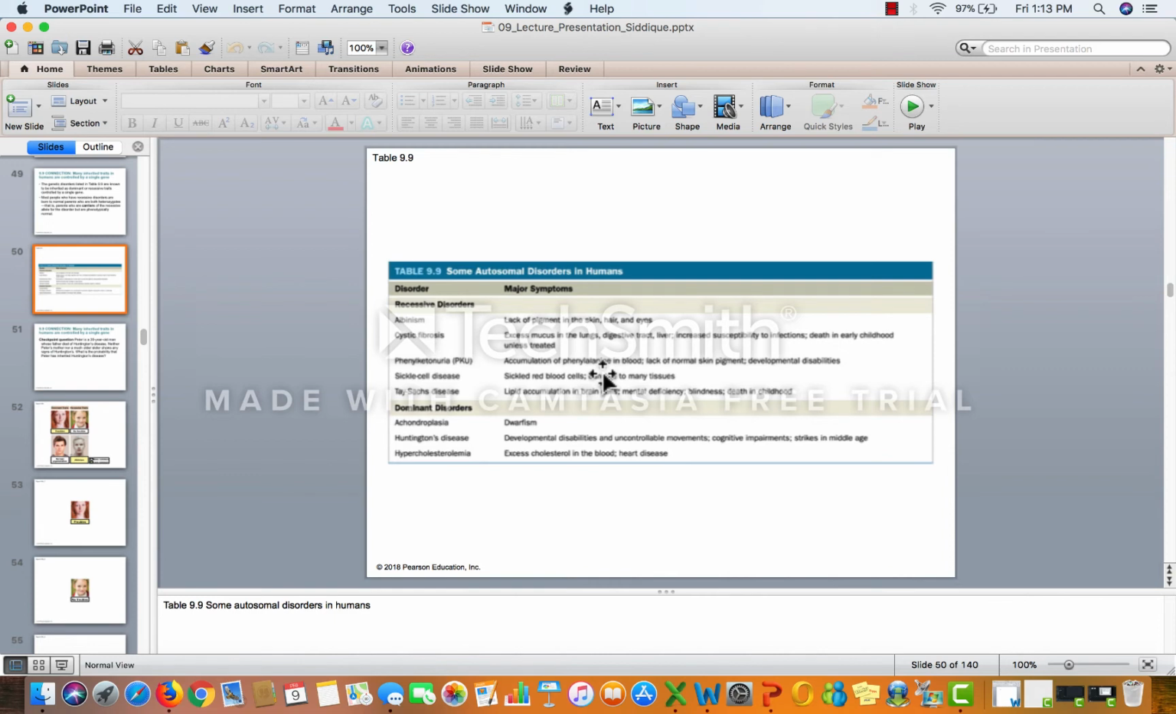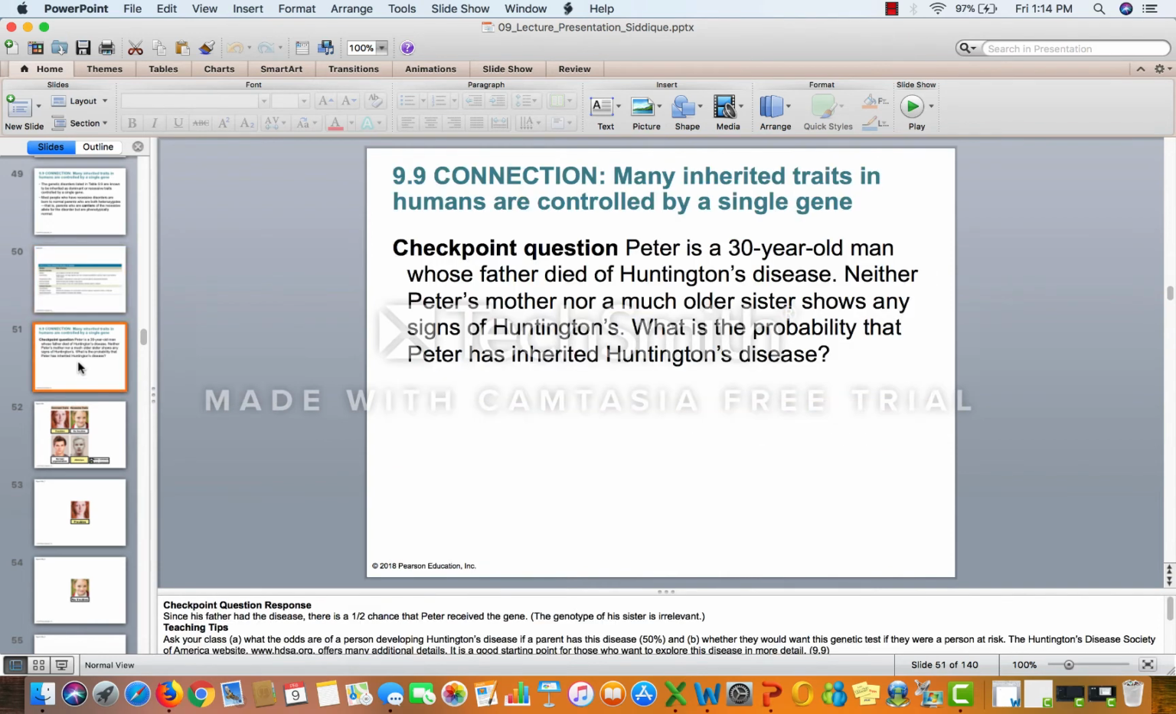Hypercholesterolemia, excess cholesterol in the blood. That's totally me. My entire lineage, no matter who I marry, I will have that hypercholesterolemia, a dominant autosomal disorder. That's just increased cholesterol. My cholesterol's through the roof. I try to eat healthy, but I can't really do anything about it simply because I have so much cholesterol lining my arteries and veins, which means I have atherosclerosis.